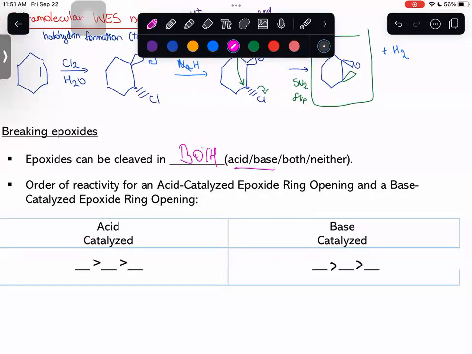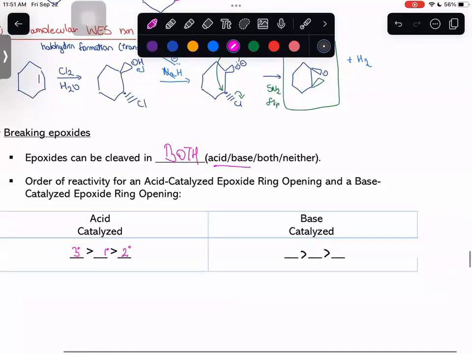So really quickly, what was the ranking for acid cleavage for normal ethers? 3, 1, 2. Beautiful. Now, for bases, it's going to be slightly different. What do you think the ranking is going to be? 1, 2, 3. It's going to be 1, 2, 3, exactly.